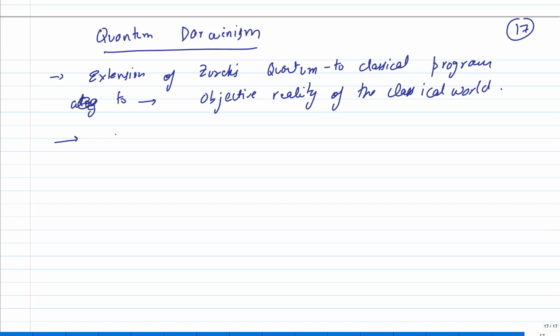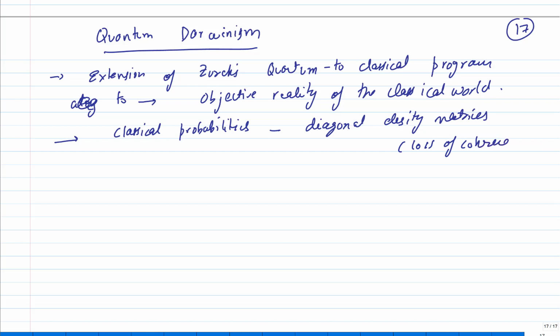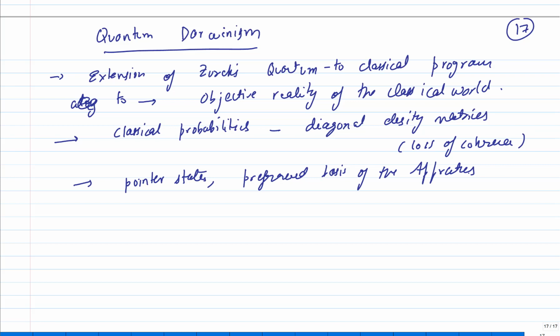So we saw that decoherence yielded distributions that could be interpreted as classical probabilities, which was related to the diagonal density matrices and the loss of coherence. Also, the pointer states or the preferred bases of the apparatus, which was in tune with our experience. We do not see the superposition of these bases, decided by the system environment coupling.